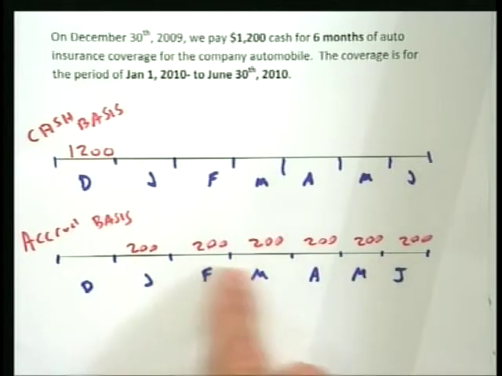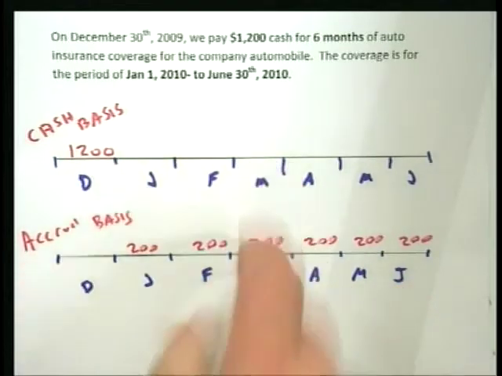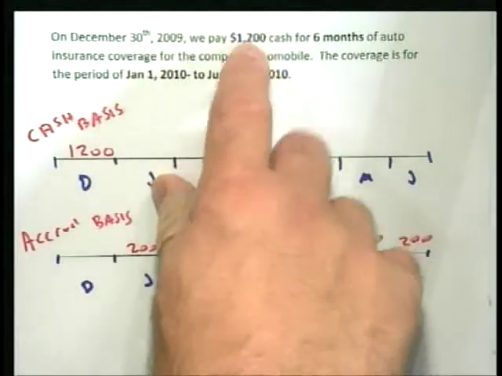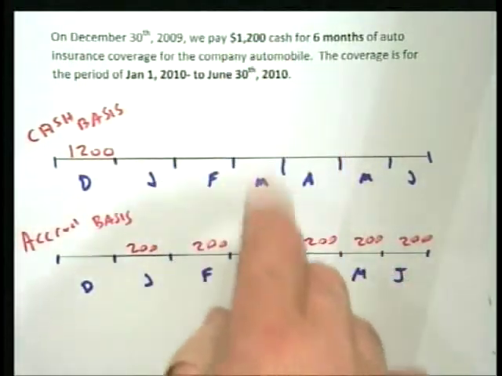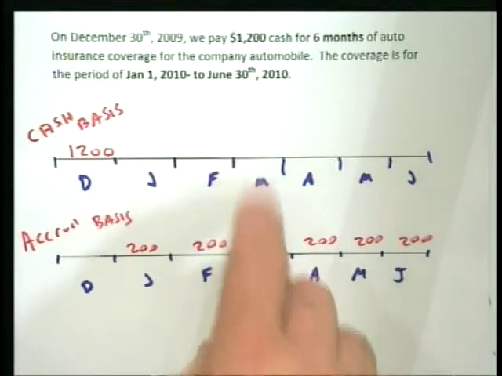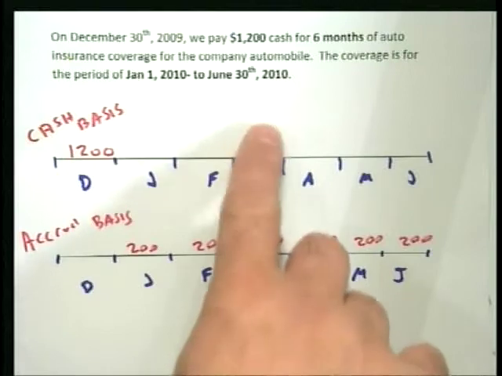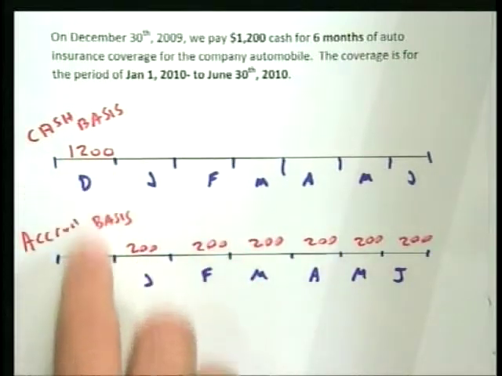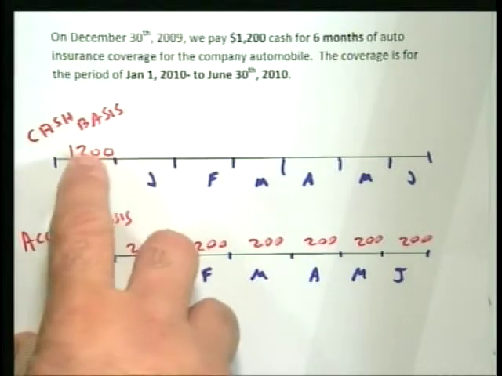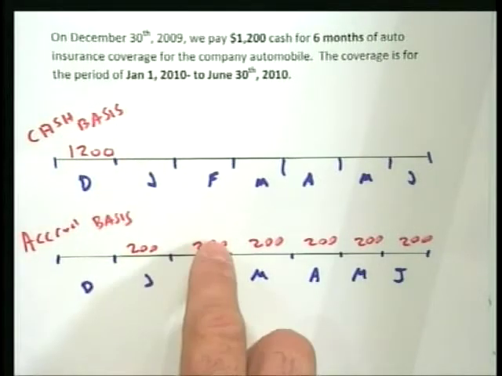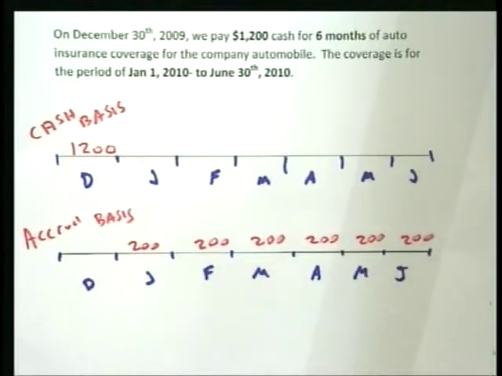We have not switched to a monthly payment plan. The cash outlay under both of these scenarios is December 30th, 2009, we pay $1,200 cash. This is simply the way we recognize the expense. Both situations, we pay $1,200. Cash basis, you recognize the entire expense here, whereas under the accrual, we recognize $200 each of those 6 months.